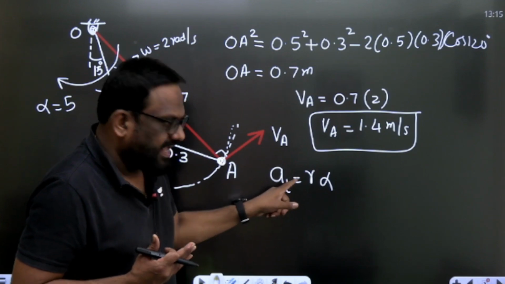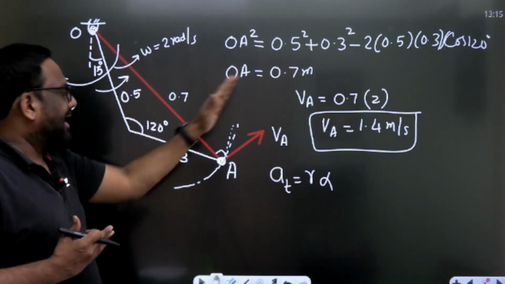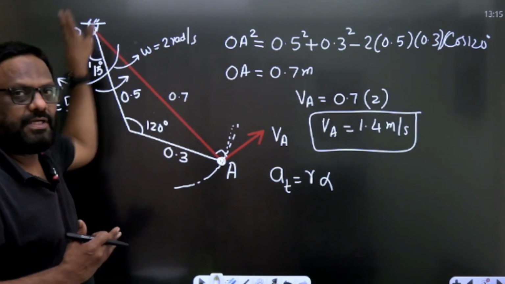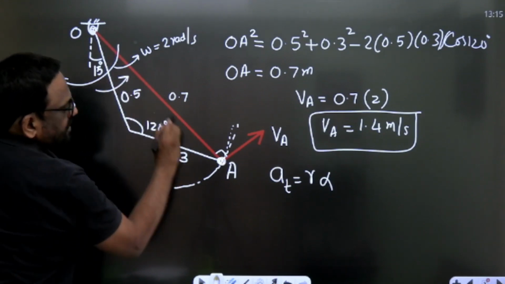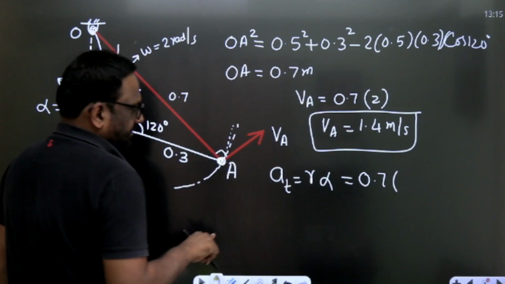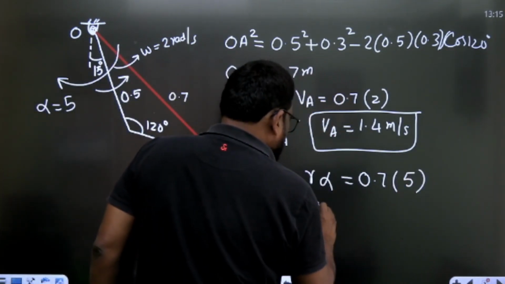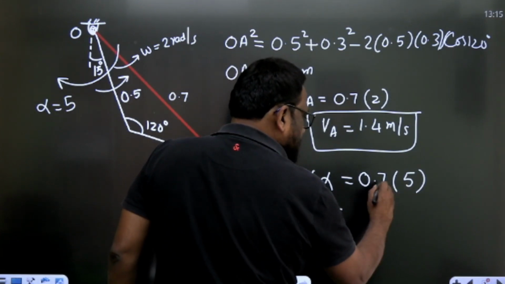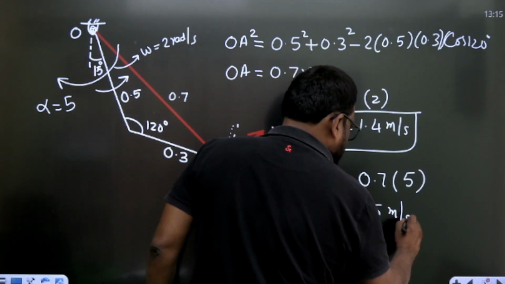Chalo, what is tangential acceleration? At every point we have one normal acceleration towards the center and the tangential acceleration tangent to the circle. Okay, sir. What is R? This R is 0.7 and alpha is 5. So therefore, the tangential acceleration is given by 0.7 times 5, 3.5. So it is 3.5 meter per second square.